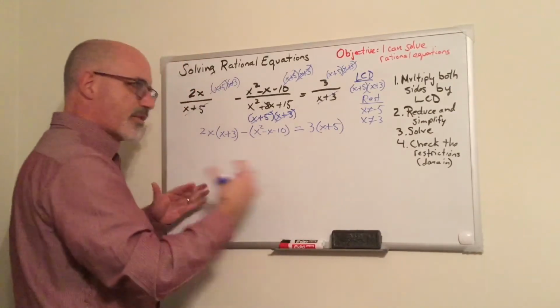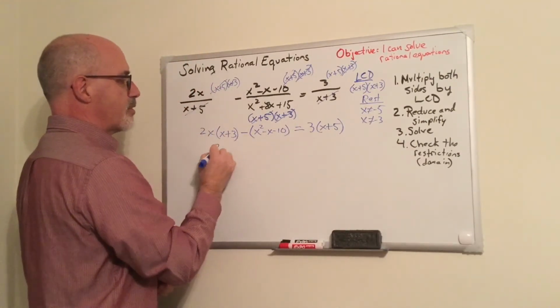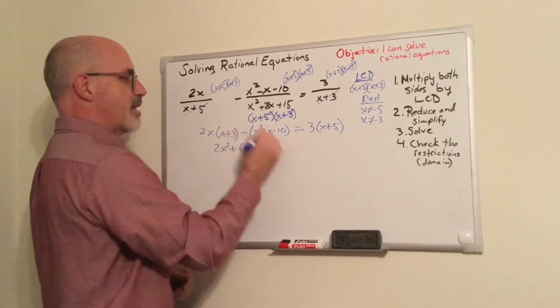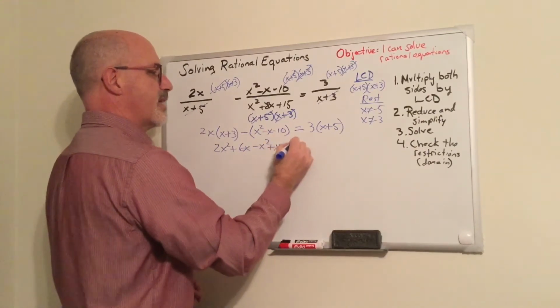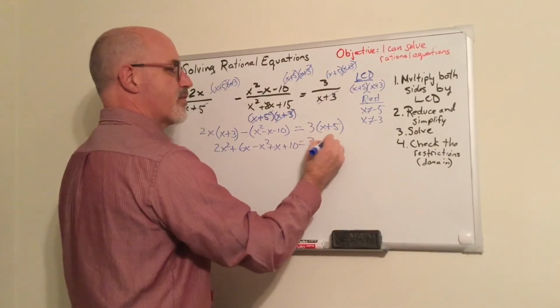Now let's simplify both sides and solve. I'm going to have 2x times x gives me 2x squared. 2x times 3 is 6x. Minus x squared plus x plus 10 equals, multiply through this, I get 3x plus 15.